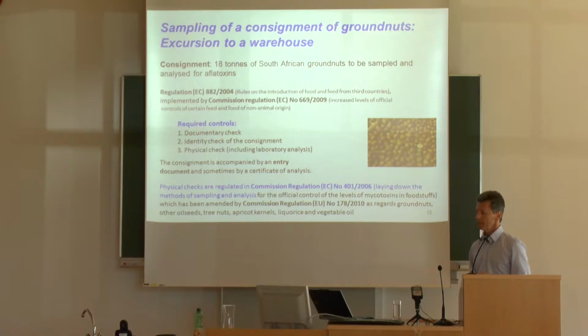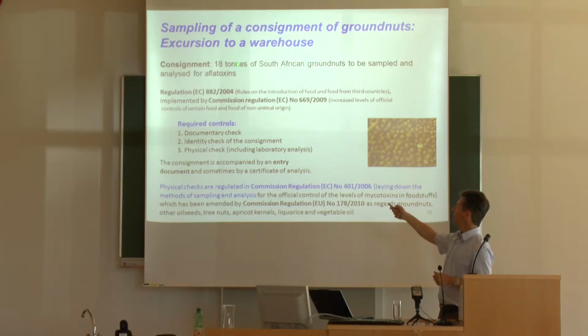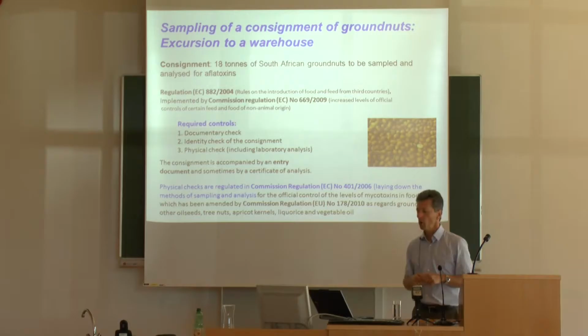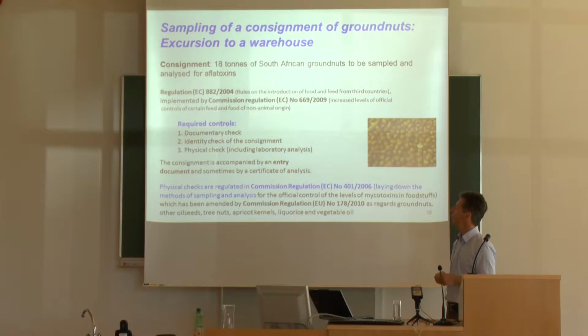And that sums up the results obtained for sampling of a consignment of groundnuts at a warehouse in Rotterdam. There were 18 tons of South African groundnuts to be sampled and analyzed for aflatoxins. There's a regulation for the introduction of food and feed from third countries, and also a commission regulation which controls food and feed of non-animal origin.